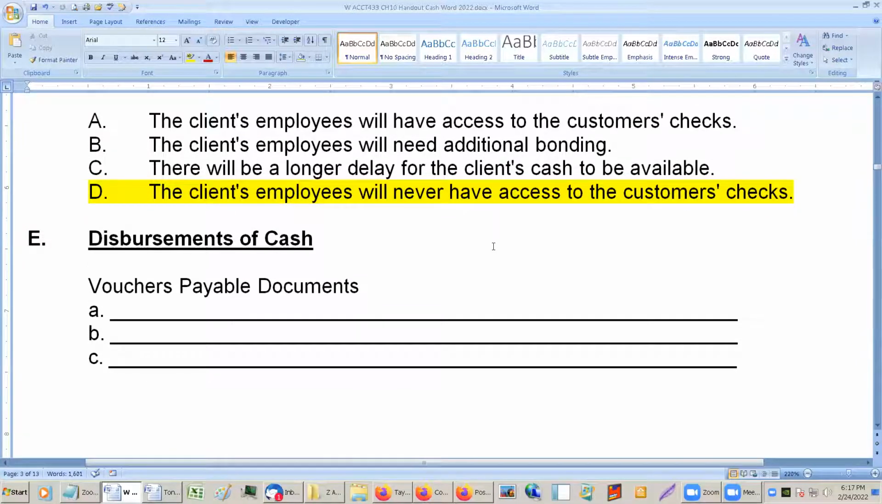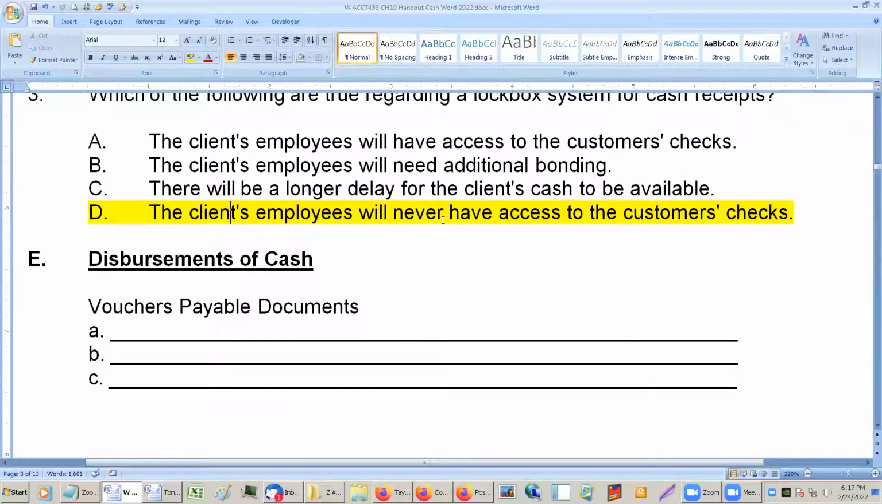Okay, so those are all no good, except for this last one. That is a good thing, and that employees won't have access to the customer's checks. It's one less thing to worry about.